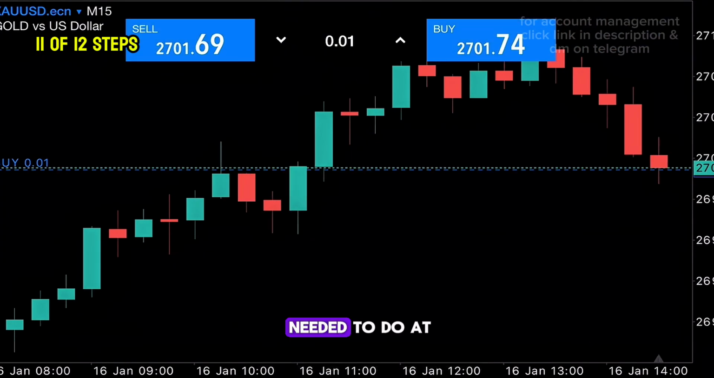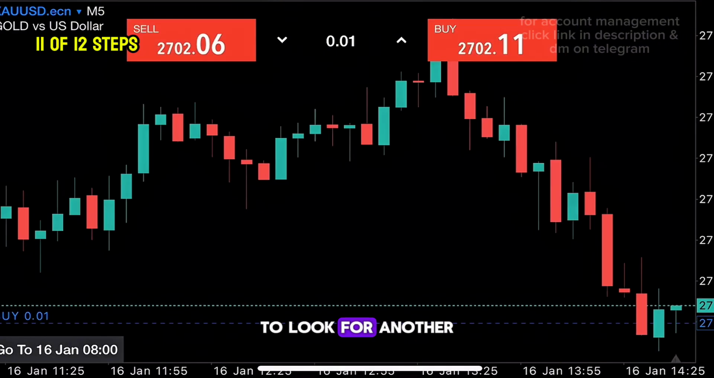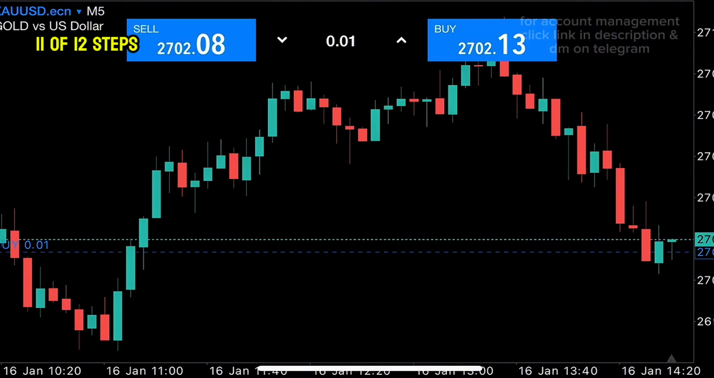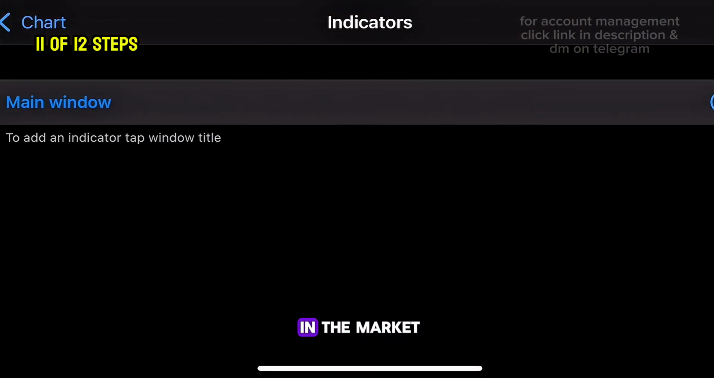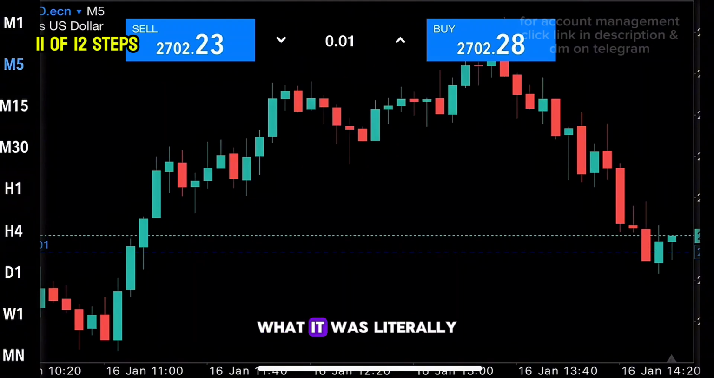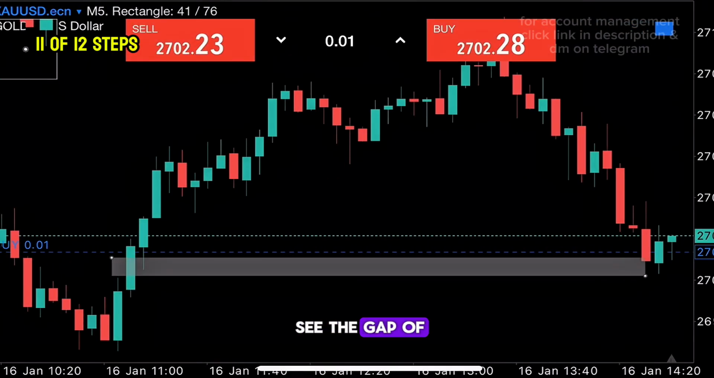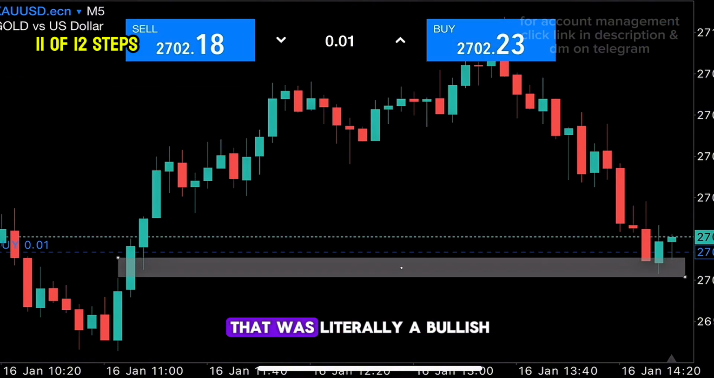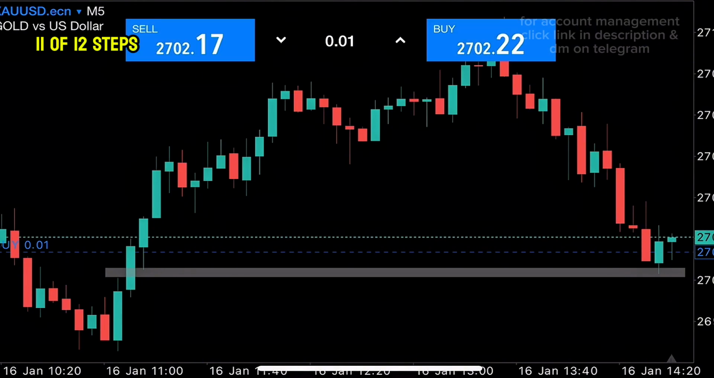So what I just needed to do at this point is to drop from 15 minutes to 5 minutes to look for another PDRA, and the one I saw was very, very tiny. It's so unreal, and I was happy that I was active in the market to catch this sniper entry. The PDRA I spotted was literally at the gap of that bullish candle. That was literally a bullish fair value gap. You can see how price expected it and started going up very, very fast.